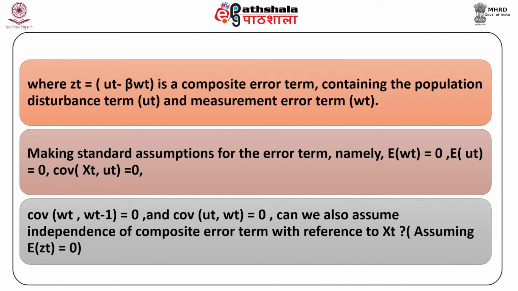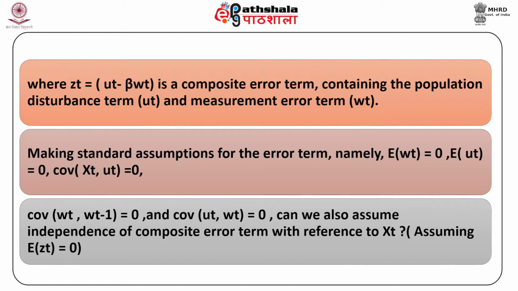Making standard assumptions for the error term, namely expectation w_t is equal to 0, expectation mu_t is equal to 0, covariance x_t mu_t is equal to 0, covariance w_t, w_t minus 1 equal to 0, and covariance mu_t w_t equal to 0.